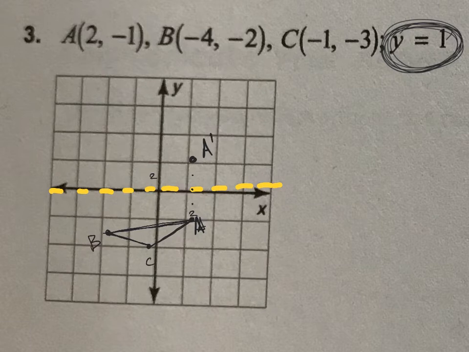Okay, C. 1, 2, 3, 4. C prime is at 1, 2, 3, 4. And B is at 1, 2, 3. So 1, 2, 3.